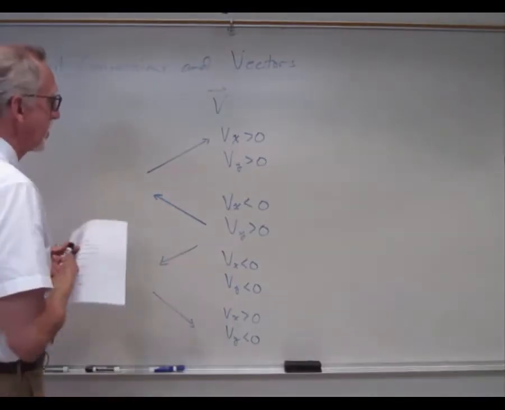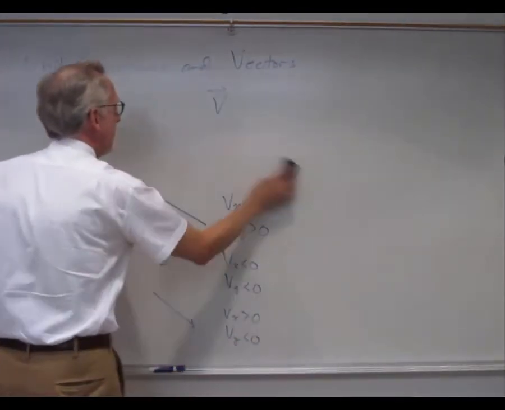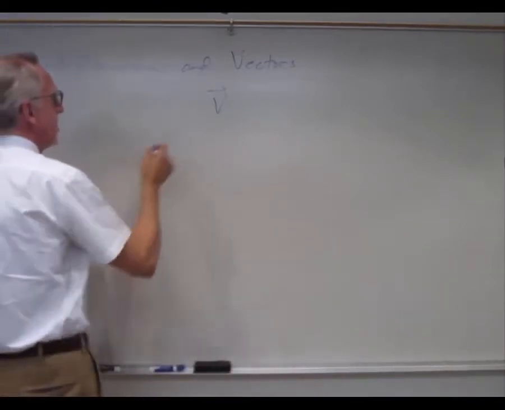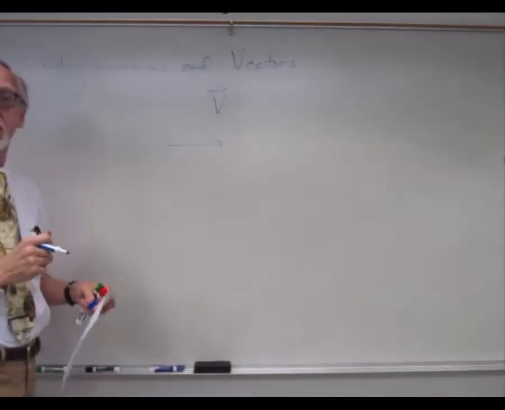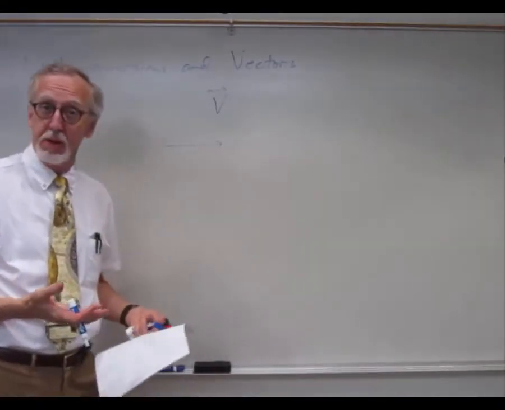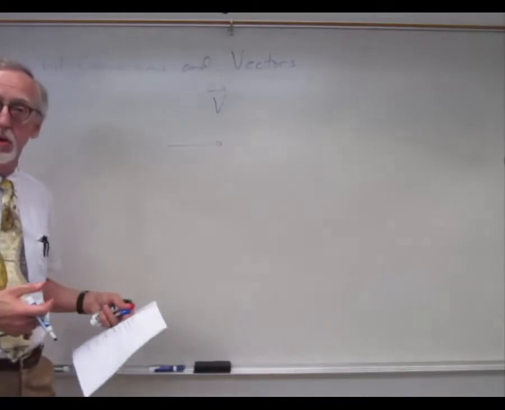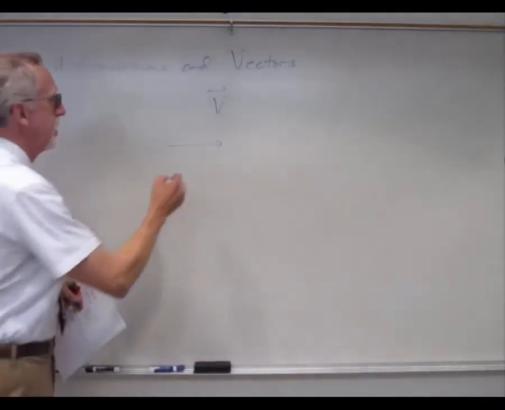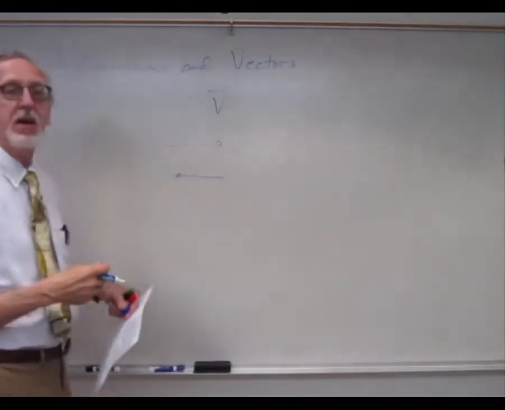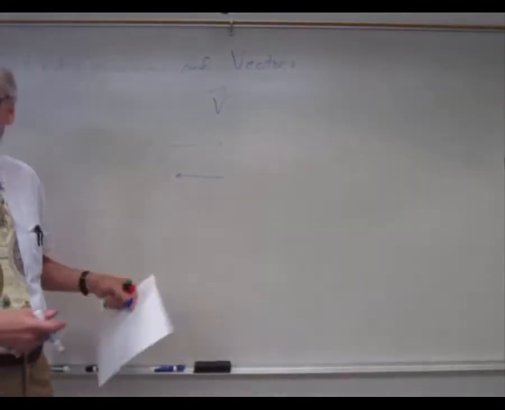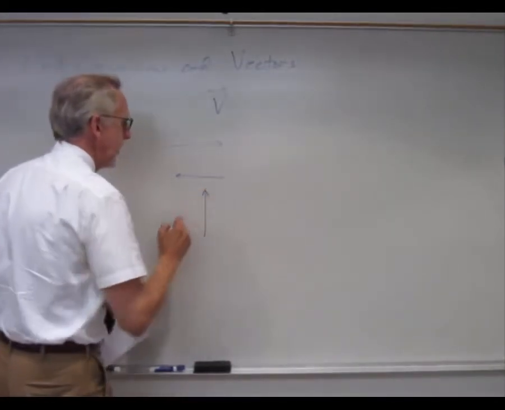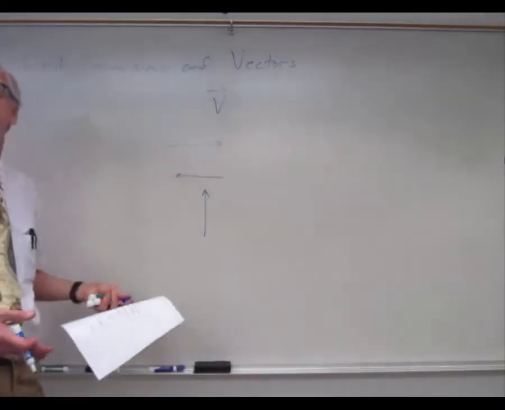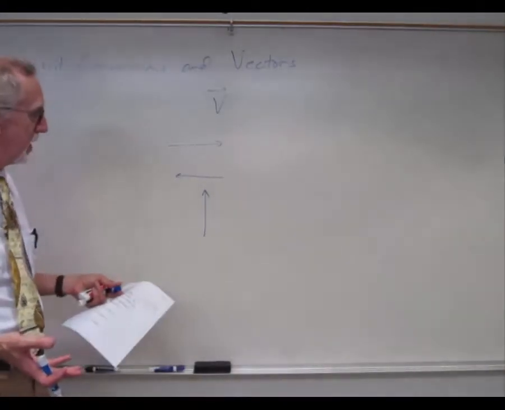And then likewise, if you have a vector that is perfectly horizontal, what kind of x component would that be? Positive. What kind of y component would it be? 0. If it's not going up or down, it'll have a 0 y component. A vector that points to the left would have a negative x component, 0 y component. A vector that points straight up will have what kind of x component? A 0 x component. And what kind of y? A positive y.